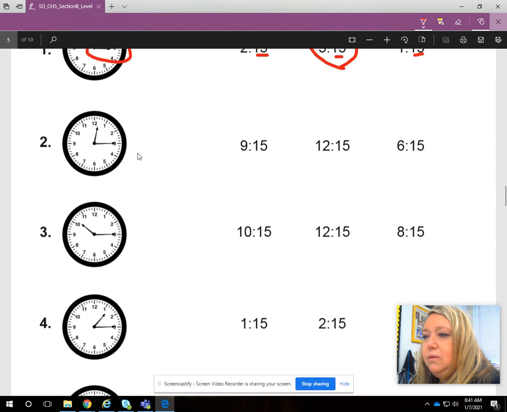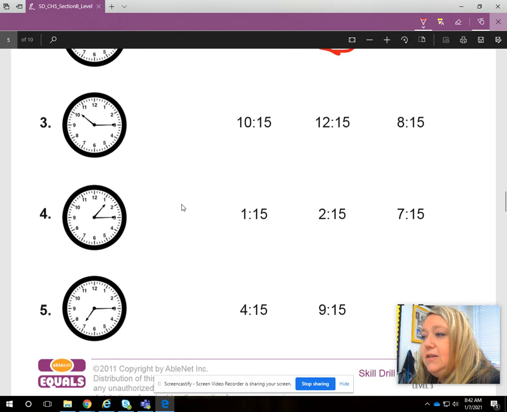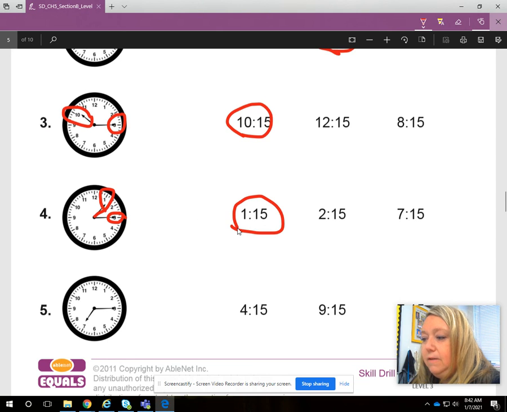Okay, number 2, we have our 15, of course, and our little hand is pointed mostly to the 12, just a little bit past that 12. So 12:15 is the correct answer there. Okay, the next one, we have our 15 right here, and our little hand is pointed to the 10. So it is 10:15. Number 4, we have our 15, and the little hand is pointed to the 1. So we have 1:15.